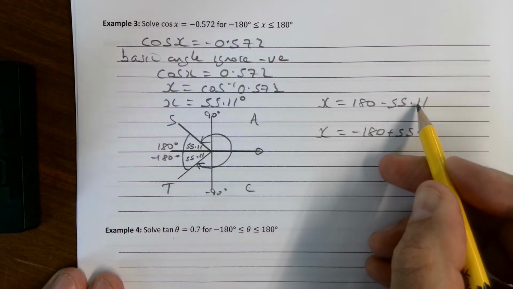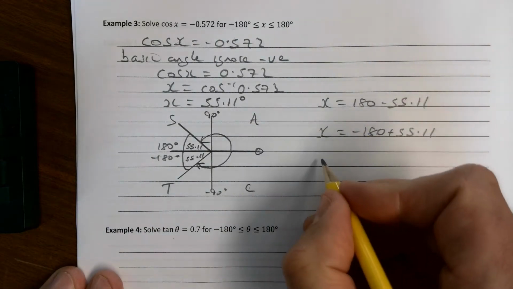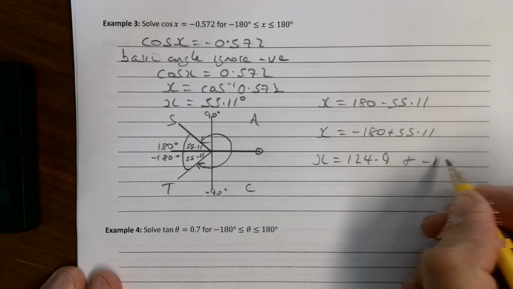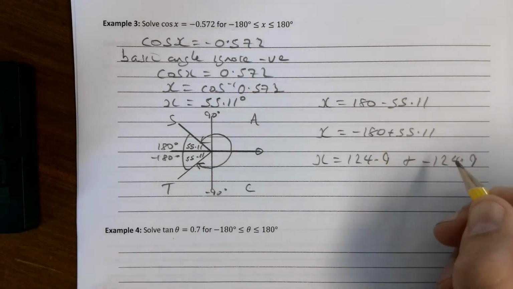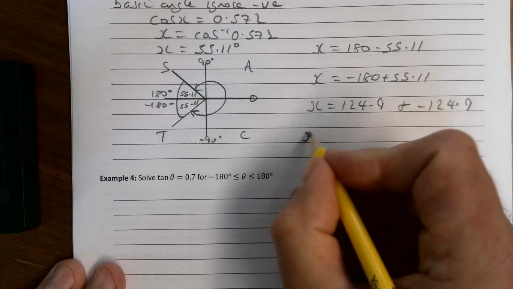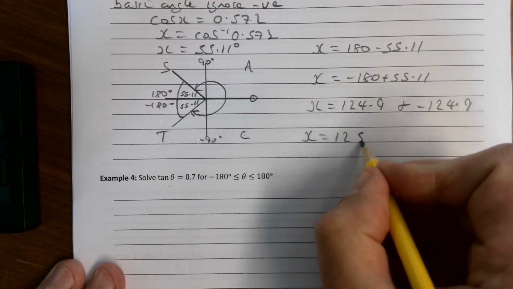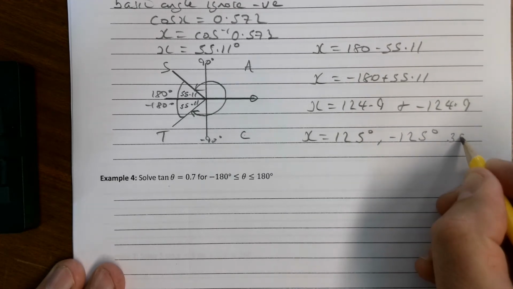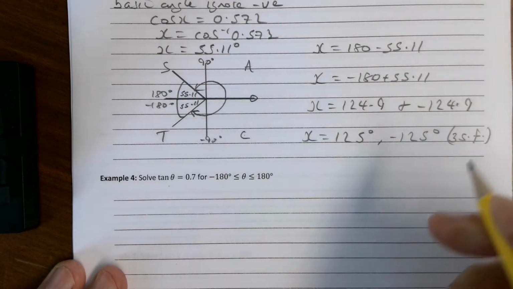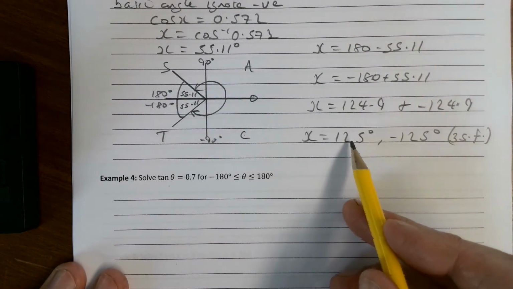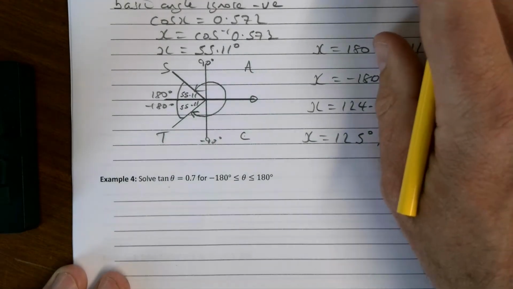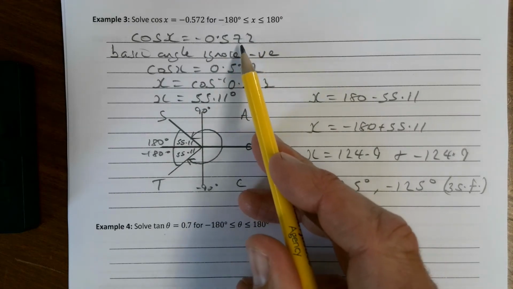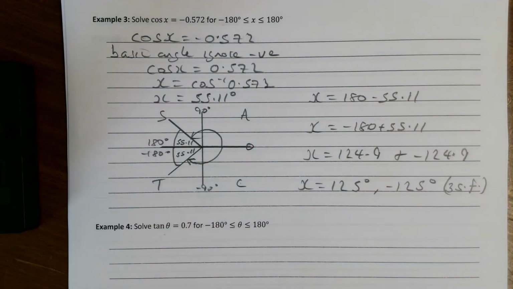To be honest, I worked this one out and then just take the negative of it. So x is 124.9 and minus 124.9. We'll probably give that then the 3 significant figures, so it'll be x is 125 degrees, minus 125 degrees. Again, I think you should always check it on your calculator. I would go cos 125 and make sure it does give me in and around minus 0.572. It won't be exact this time because we've rounded this, but that's what we're looking for there.